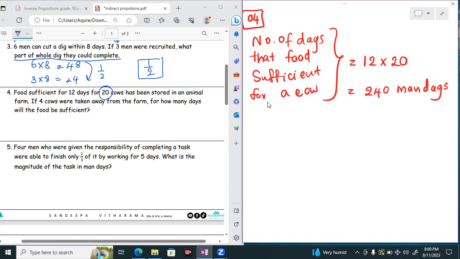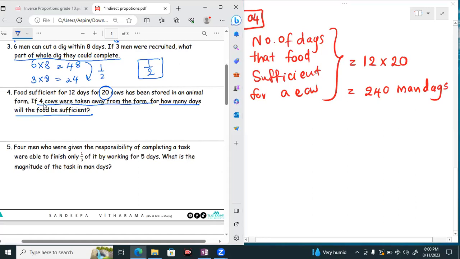Stored in animal farm. If 4 cows were taken away from the farm, for how many days will the food be sufficient? Then 4 cows have been removed.